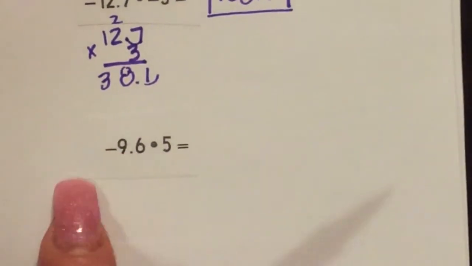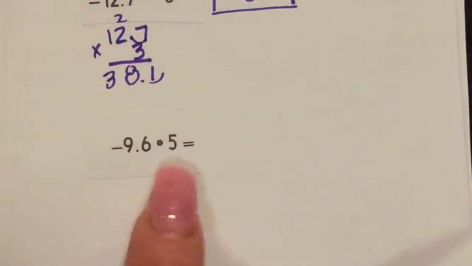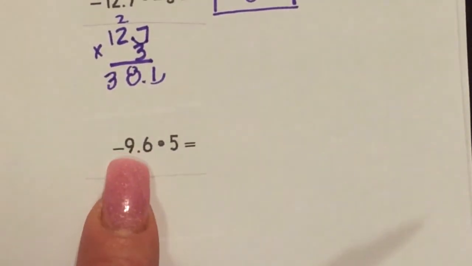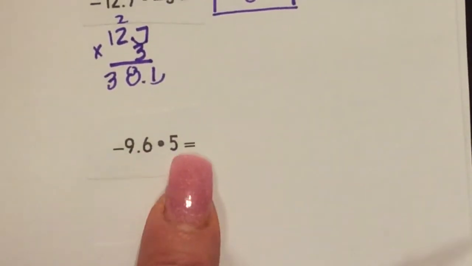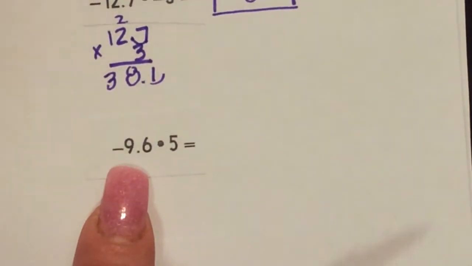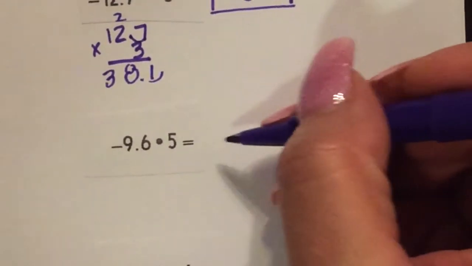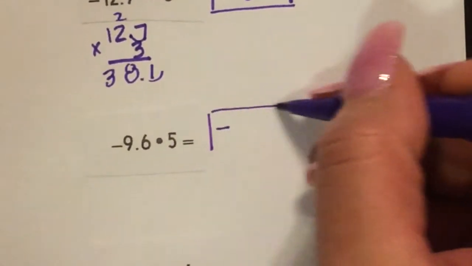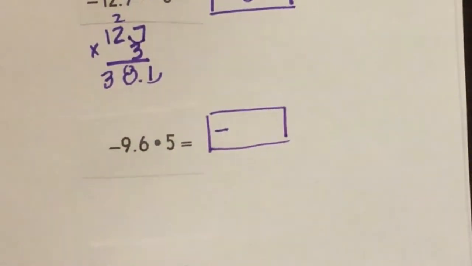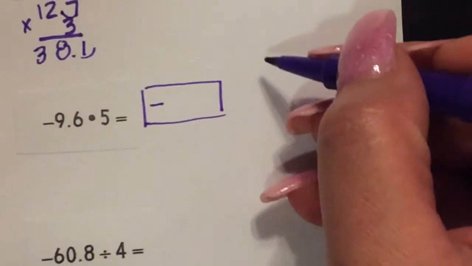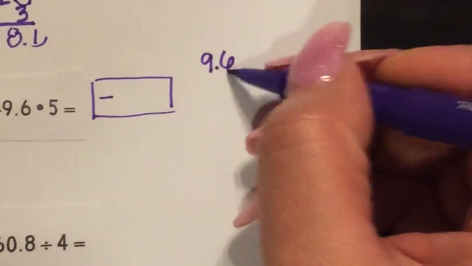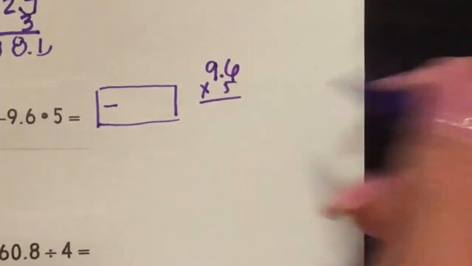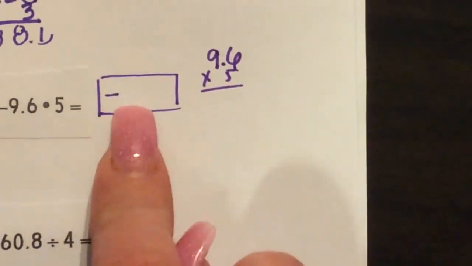So here we have another multiplication, negative 9.6 times 5. So here I see a negative and a positive. Same signs, positive. Different signs, negative. So here I'm going to lock in the answer. I know it's going to be negative, so I'm going to multiply 9.6 times 5. And I don't have to write the negative because I already figured that out.